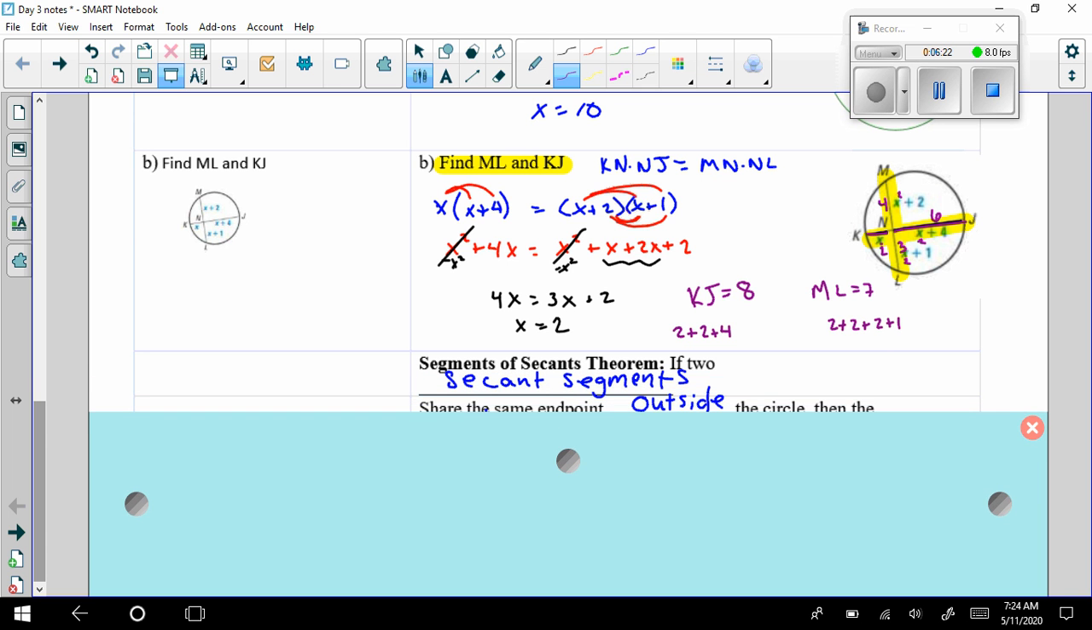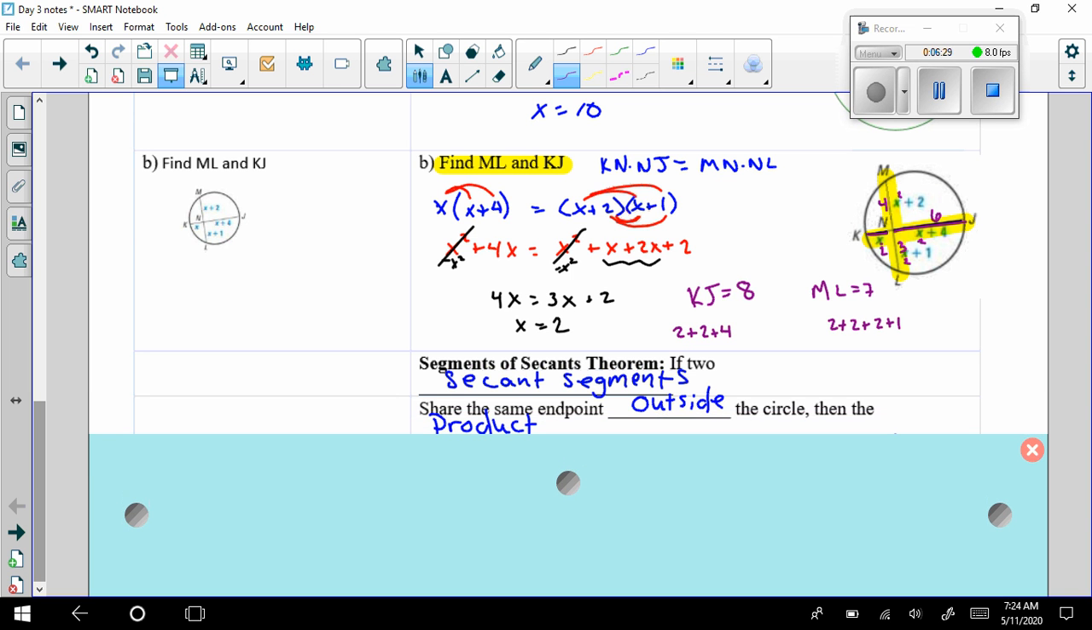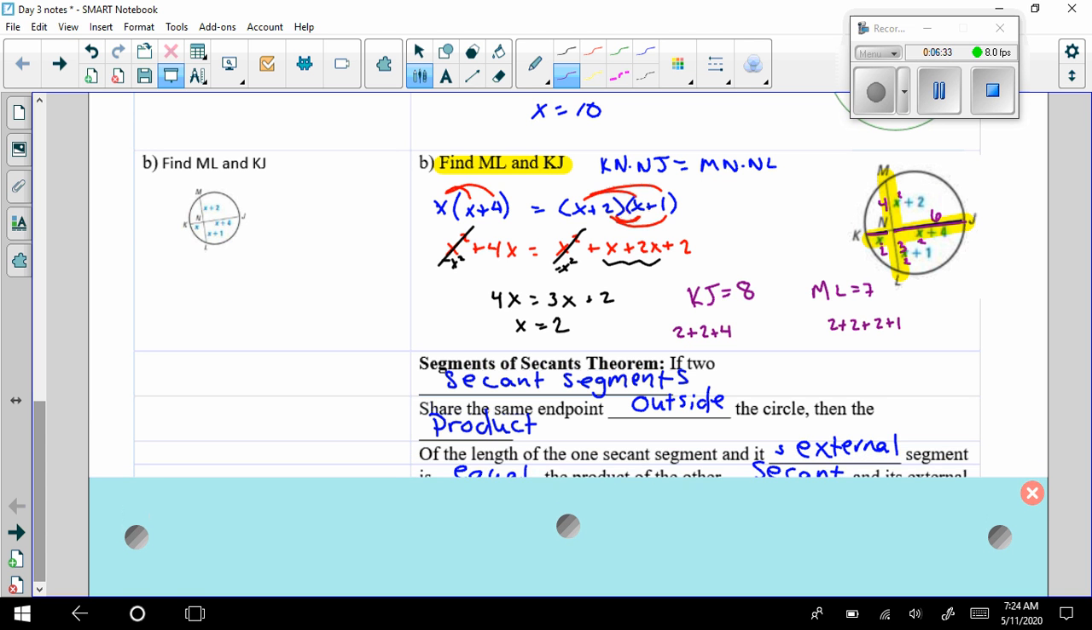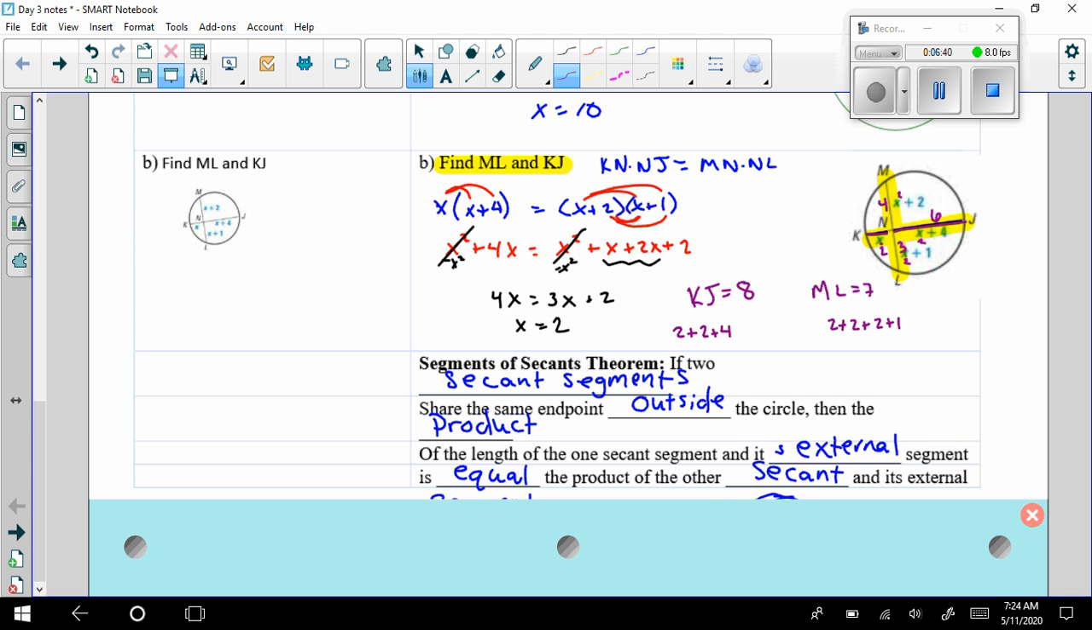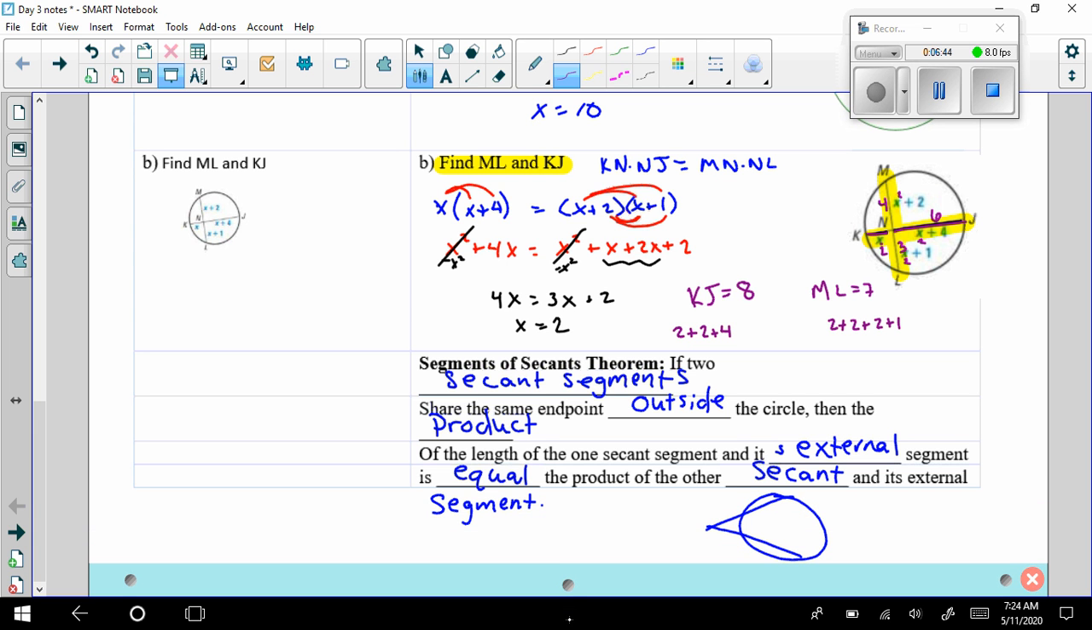All right, so if two secant segments, so again, one side to the next, share the same endpoint outside the circle, then the product of the length of one secant segment and its external segment is equal to the product of the other secant and its external segment. Okay, so this is going to look something like this, where we have two secant segments that extend outside the circle.